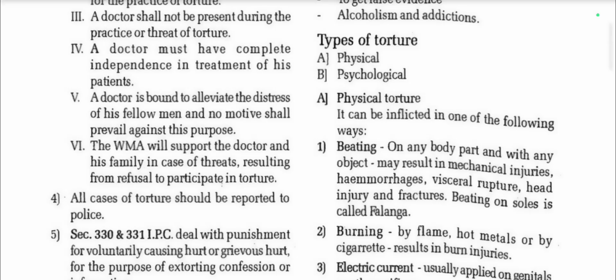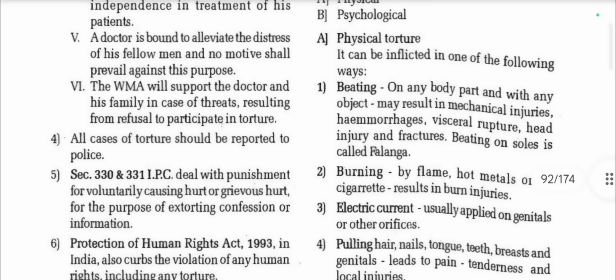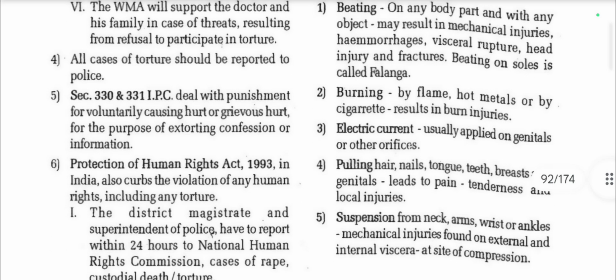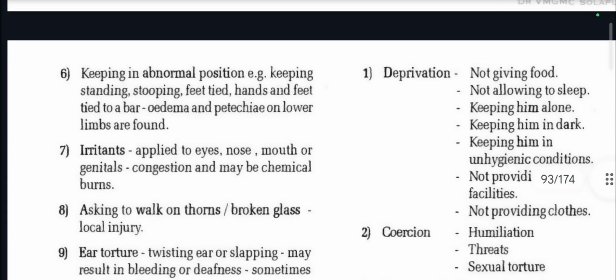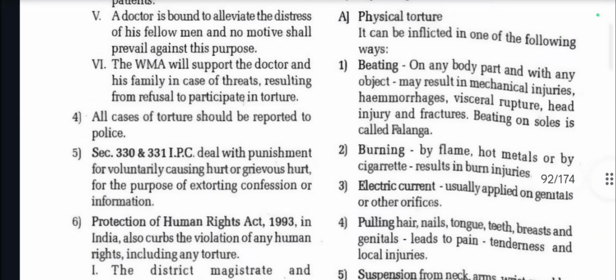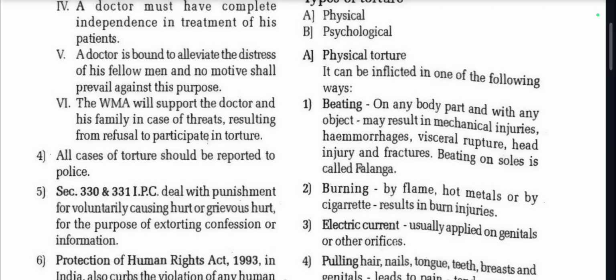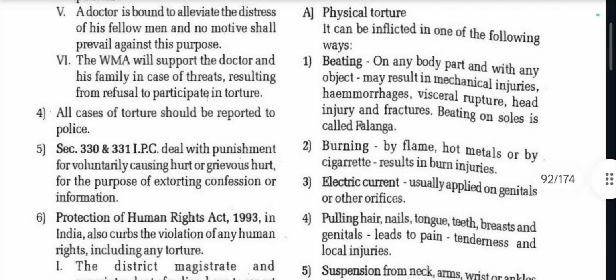Physical torture and psychological torture. In physical torture, you're going to have beating, burning, electric current, pulling hair, suspension from neck, keeping in abnormal position, irritants. We'll see this. Number one is beating on any body part and with any object. It may result in mechanical injuries, hemorrhages, visceral rupture. Beating on soles is called falanga. Remember, beating on soles is called falanga.